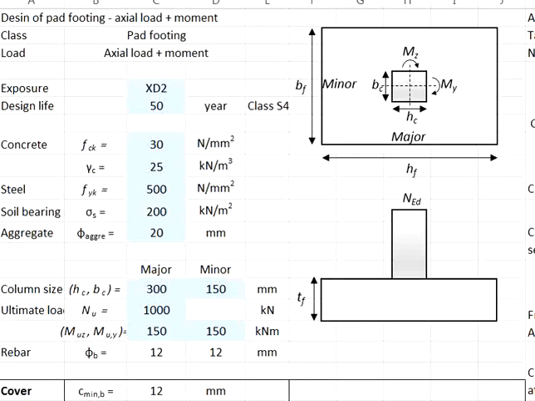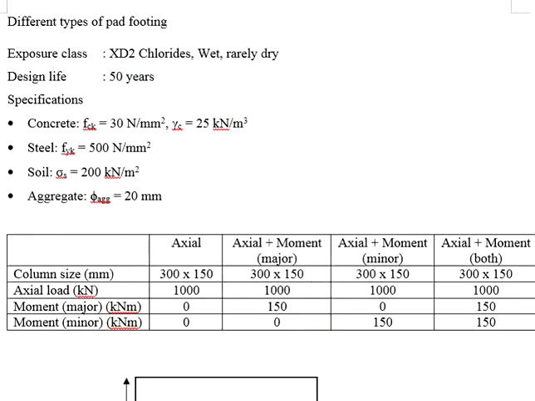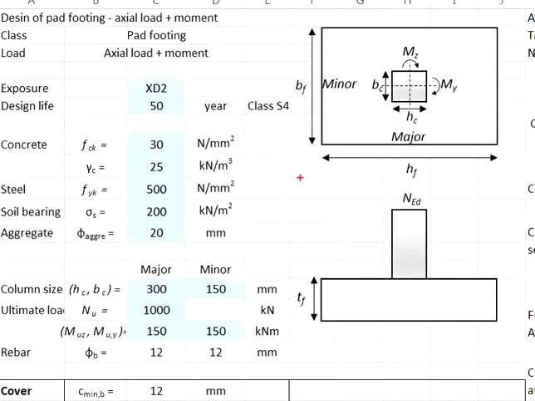First, let us talk about the design specifications. The exposure class is XD2, assuming the pad footing is subjected to chloride attack and it is always wet. The design life is 50 years. fck equals 30 Newton per mm square, which is the lowest grade for the concrete for the applications of the foundations. Using fck less than 30 is not recommended as far as the pad footing is concerned.